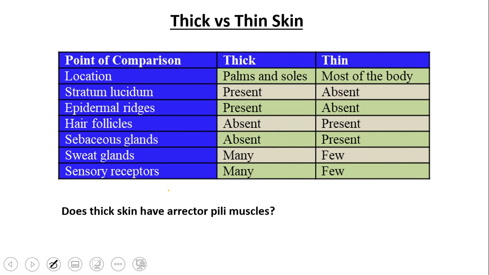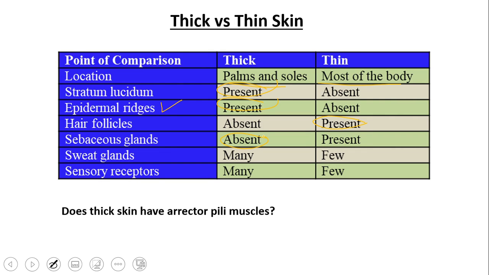So in general, if you compare the thick to the thin skin, the thick skin is found in the palms and soles, and the thin skin covers most of the body. Stratum lucidum is only in the thick skin. Epidermal ridges are only in the thick skin. Hair follicles are only in the thin skin. We don't have hair coming from the palm of the hand or the sole of the feet. The sebaceous glands are associated with the hair follicles, so because we don't have hair follicles in our thick skin, there are no sebaceous glands.